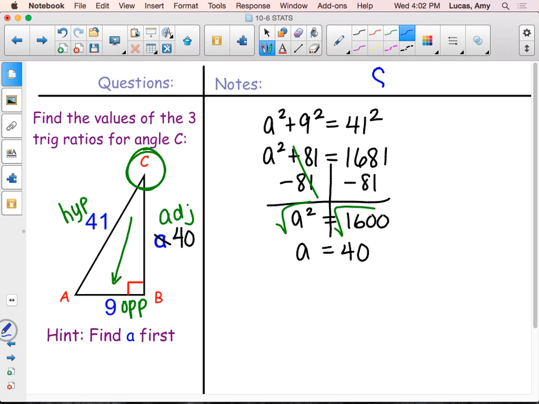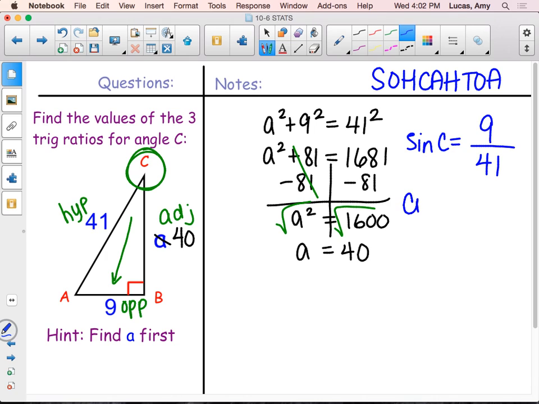Now, SOHCAHTOA. So sine C, opposite over hypotenuse, 9 over 41. Cosine C, adjacent over hypotenuse, 40 over 41. And tangent C, opposite over adjacent, so 9 over 40. And none of those reduce.